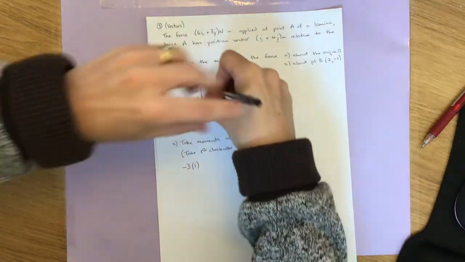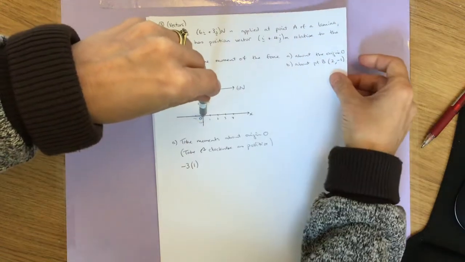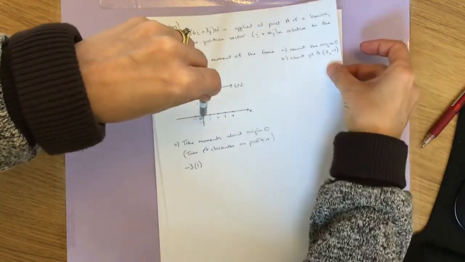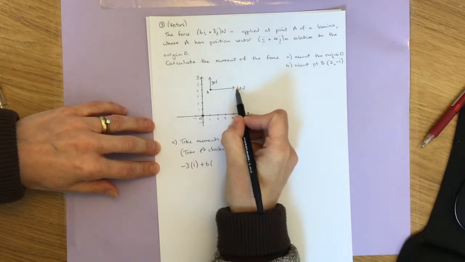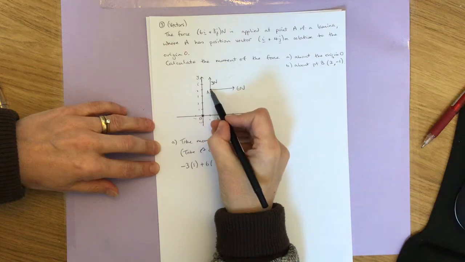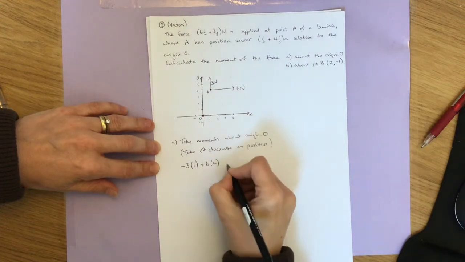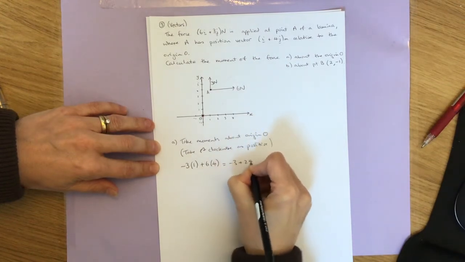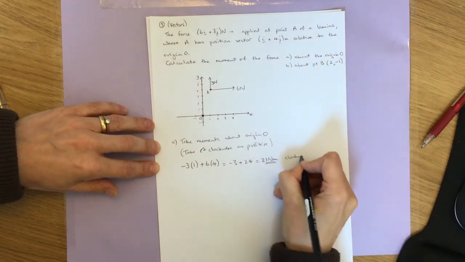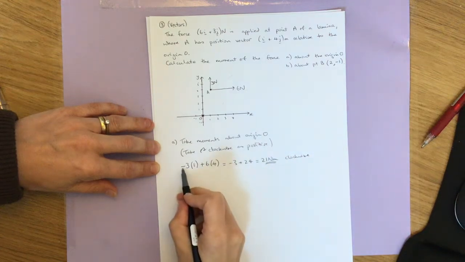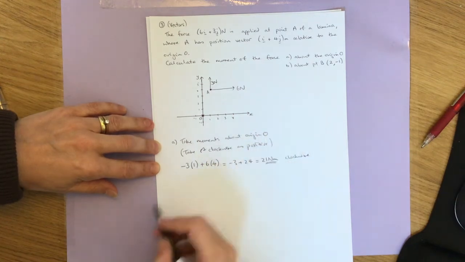And then the 6 newtons, if I think about the way this is pulling, it's pulling me that way. So again, that's going to be clockwise, so that's going to be positive. And the distance here is going to be, let me just see, so that was 1, this distance is going to be 4. So that's minus 3 plus 24, 21 newton meters. It's positive, so that means it's in the clockwise direction. Okay, and don't forget this negative is because this one's pulling anti-clockwise, this positive because this one's turning clockwise. So that's that bit done.